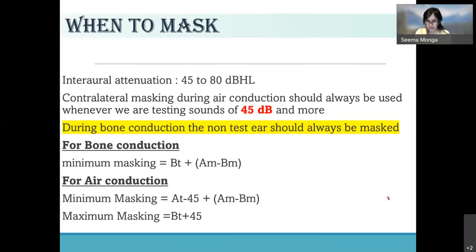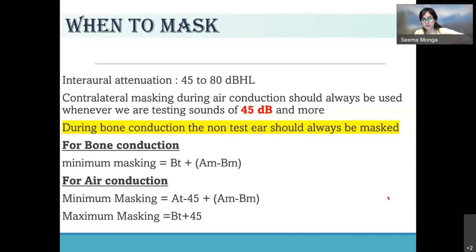Whereas in air conduction, you only do masking when you're using sounds of 45 decibel or more, because of the interaural attenuation. Suppose the threshold of air conduction is only 30 decibel. Now you don't need to mask the other ear, because 45 decibel gets reduced. After the 45 decibel is reduced, no sound is going to the other ear. So masking is done in air conduction only when you are using 45 decibel or more.